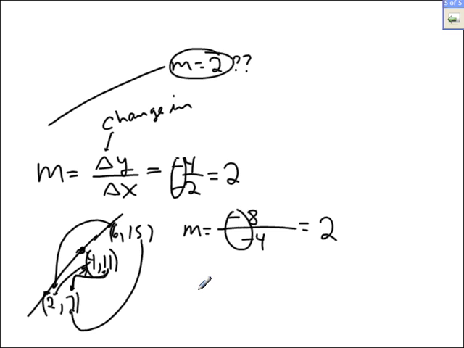Any 2 different points on the line will give you the slope. Doesn't matter which 2 points you use. Any 2 points on a line will give you the slope of the line.